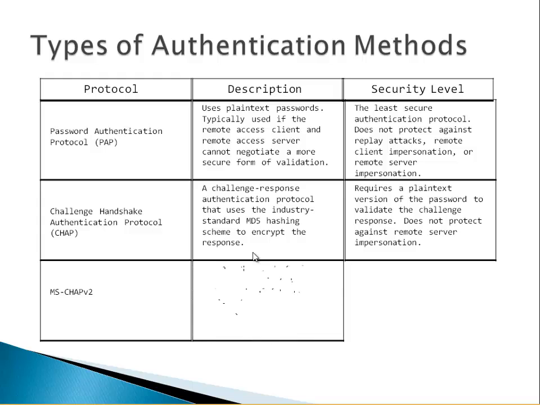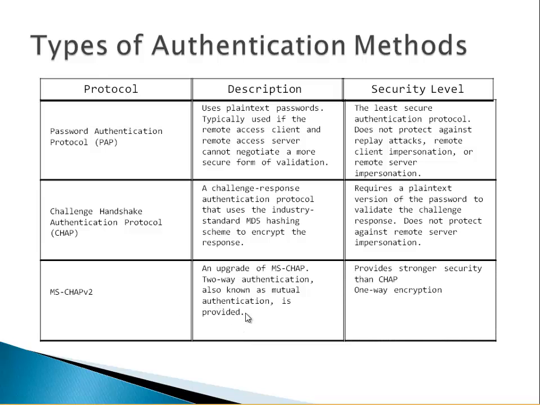And MS-CHAP version 2. The first one, MS-CHAP, just CHAP, is only the server authenticating the client. The client doesn't authenticate the server. MS-CHAP version 2 is two-way authentication, called mutual authentication, where the client authenticates the server as well as the server authenticating the client. Provides stronger security than CHAP and one-way encryption. It uses MD5, which is one-way encryption.